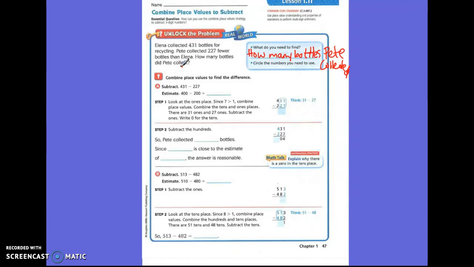Okay. Now we are going to combine the place values to find the difference. First, they always want us to do what? Estimate. They always want us to estimate. So they have 431 right here, minus 227. They're estimating 431 to, everyone? 400. And they're estimating 227 to? 200. What is 400 minus 200, everyone? 200. Make sure you write that down on the board or on your papers.